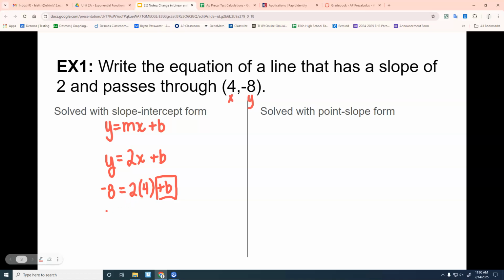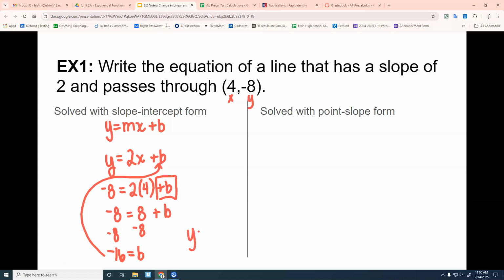So you're going to have to multiply those together. So you got -8 equals 8 plus b, and you would need to subtract 8 from both sides, so you get -16 equals b. And so then that needs to go back up here into this equation, and y equals 2x minus 16. I know it's been a while. Does that seem like probably what you learned to do?